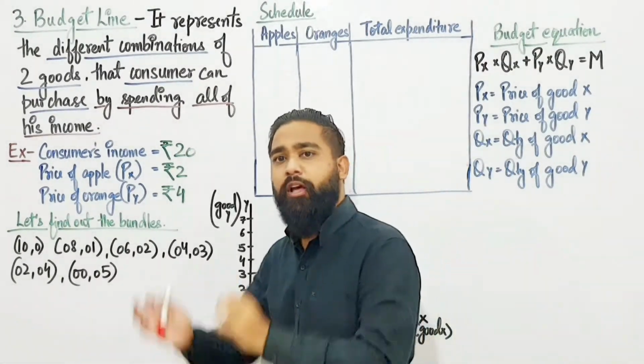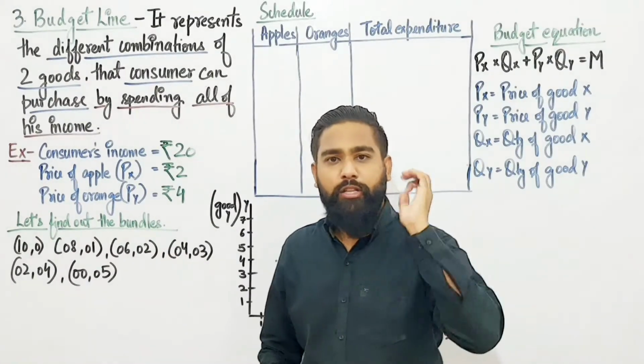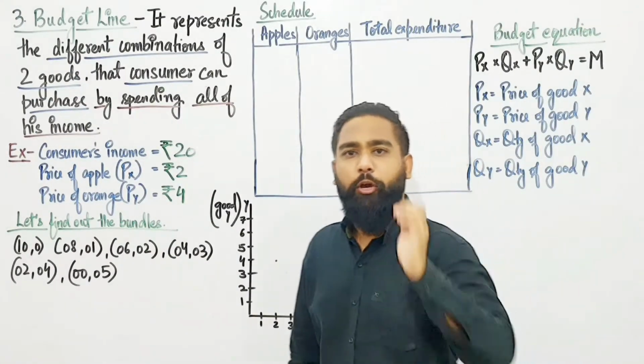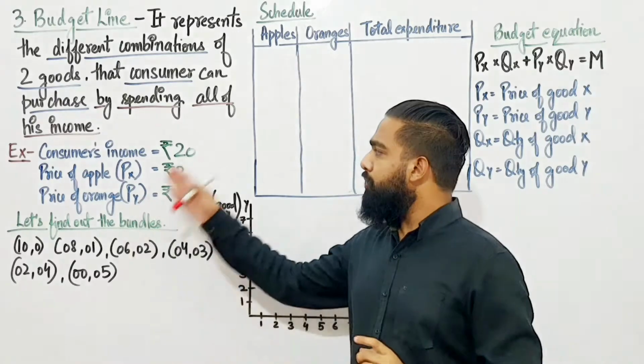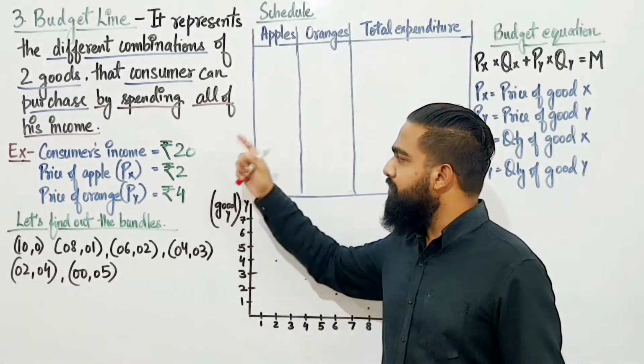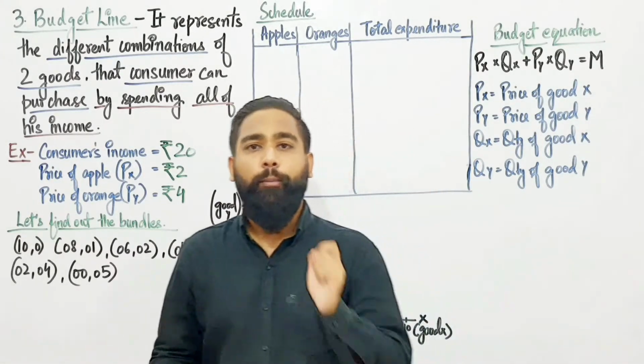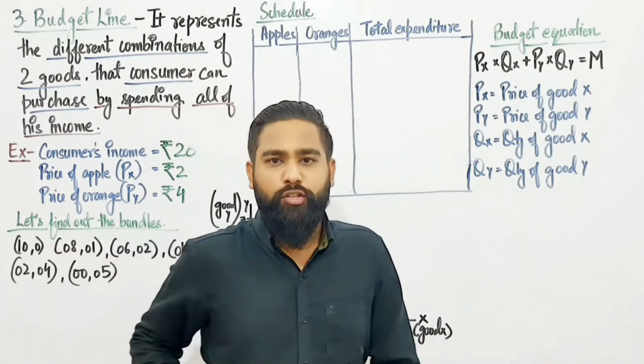He has to spend all of his income. For example, suppose your mother gave you 20 rupees. Fine, so that is your income. Your pocket money is your income. Your mother gave you 20 rupees. That's your consumer income. And you have to go to the market to bring apples and oranges.